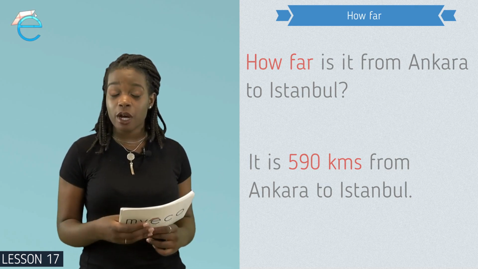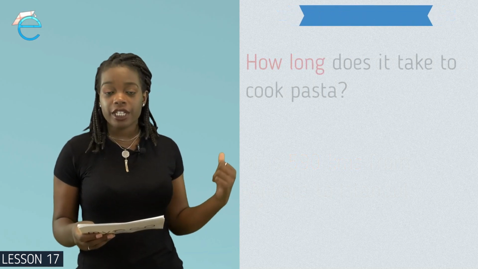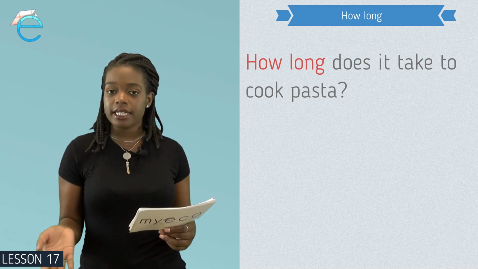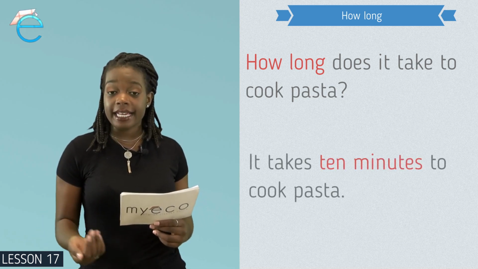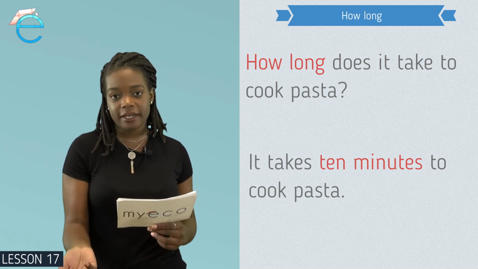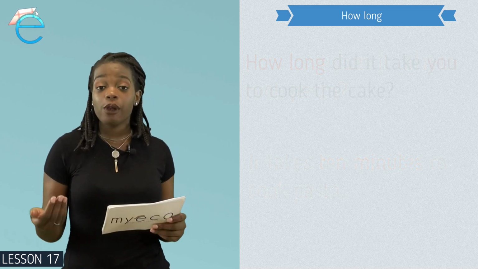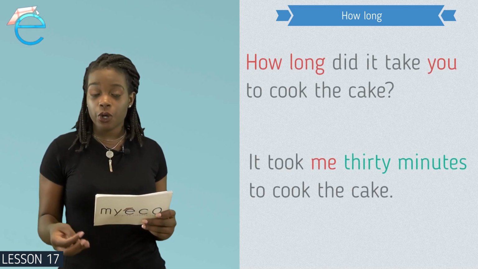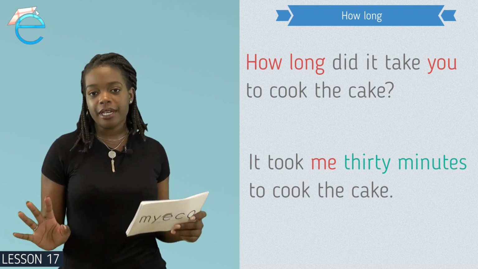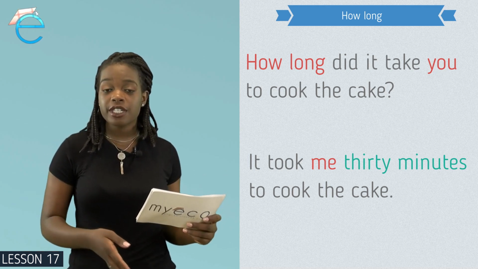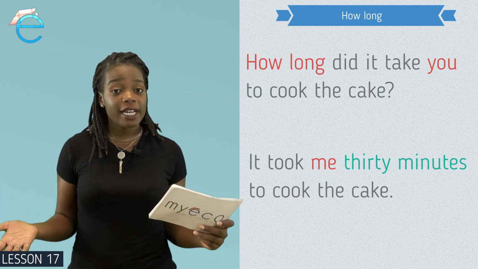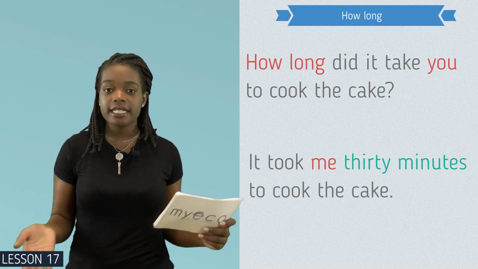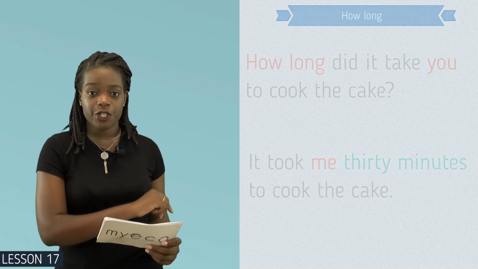Let's have a look at some examples for how long. How long does it take to cook pasta? Before, we said our short answer was 10 minutes. Now we can say it takes 10 minutes to cook pasta. One more example. How long did it take you to cook the cake? It took me 30 minutes to cook the cake, instead of just 30 minutes. So with our longer answers and our shorter answers, both are correct, but it depends on the situation. Sometimes you will need to answer with full sentences, and in that case, we use this structure.